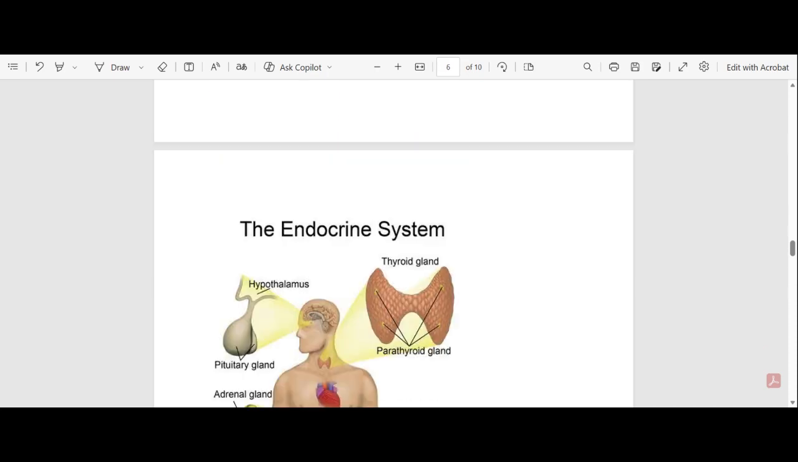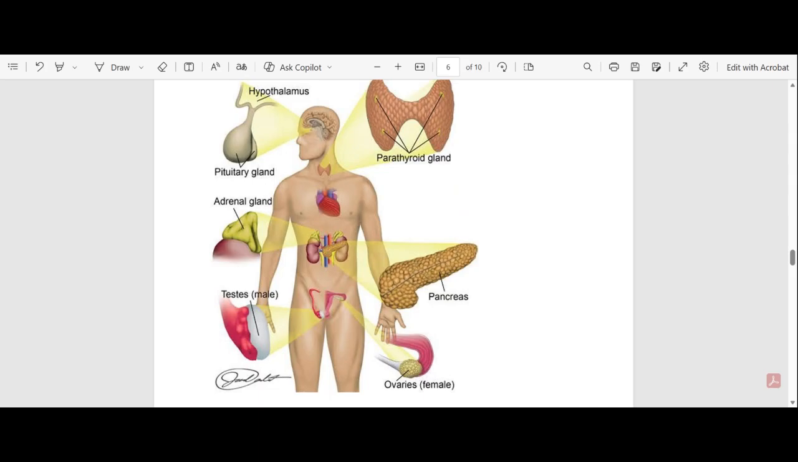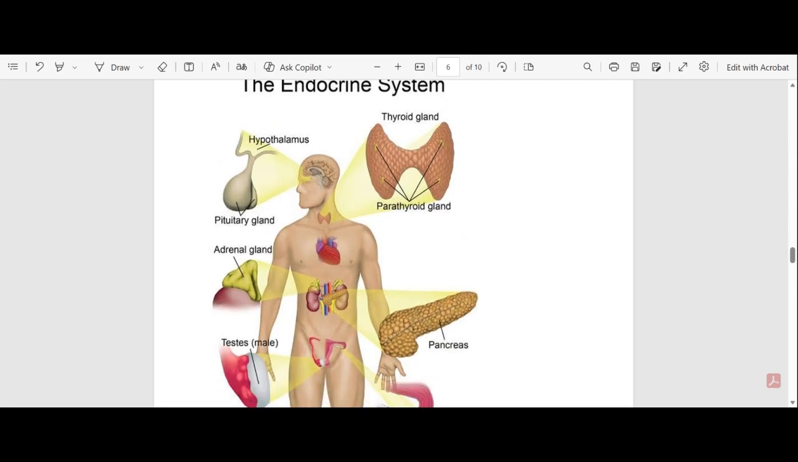Okay, let's continue. These are your endocrine glands. This is just a summarized picture of your endocrine glands. Let's go to the first gland. The first gland that we see here is the hypothalamus. The hypothalamus is just behind your pituitary gland, and it also secretes various hormones. We'll get into those hormones. So the hypothalamus is your first gland.